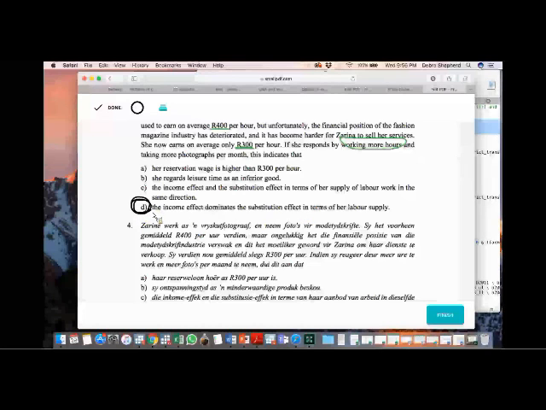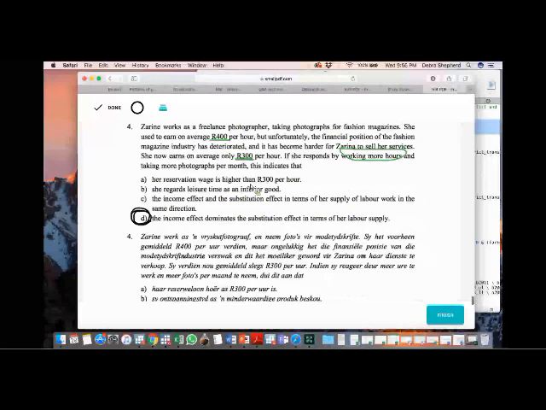It doesn't mean that she regards leisure time as an inferior good, because in actual fact, the opposite is true. She has less income, so she's consuming less leisure. That tells you that leisure is a normal good. So B can't be right using that logic. Her reservation wage is higher than 300 Rand per hour. That also can't possibly be true, because if her reservation wage was higher than 300 Rand per hour, she wouldn't be working at 300 Rand an hour. So A has to be wrong.